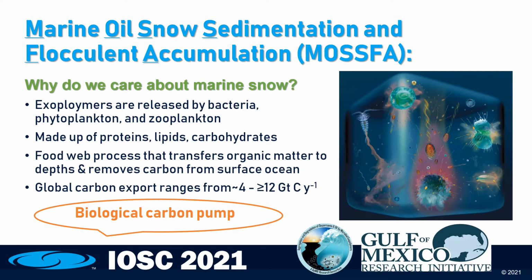Why do we care about MOSFER, and in particular, marine snow? Marine snow is released by bacteria, phytoplankton, and zooplankton. It is a combination of exopolymers made up of proteins, lipids, and carbohydrates. In natural food web processes, this is a mechanism for transferring organic matter to the depths of the ocean, and in a typical year, between 4 and 12 gigatons of carbon are sedimented. This biological carbon pump is important for maintaining the carbon balance of the natural ocean, that is, an ocean without oil spills.